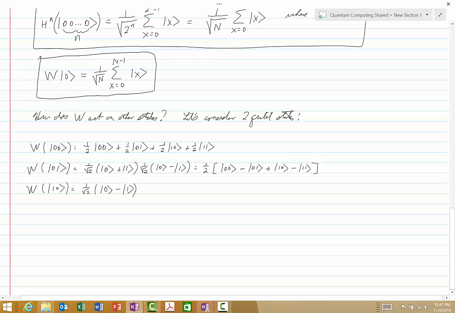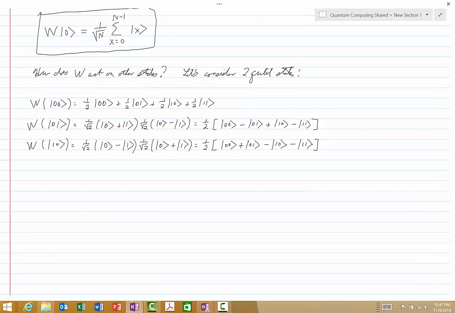And when we also have another Hadamard transformation acting on that second qubit, we get 1 over square root of 2. And since the second qubit is 0, then we will get |0⟩ plus |1⟩. And so when we multiply this out, we get 1/2 |0,0⟩ plus |0,1⟩ minus |1,0⟩ minus |1,1⟩.